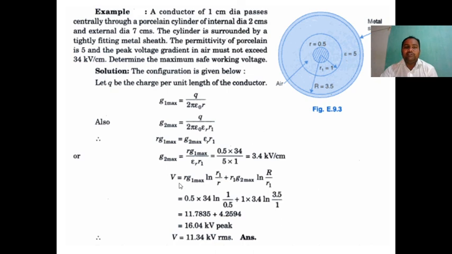So the voltage V is equal to G1 maximum r log R1 by r plus R1 into G2 maximum log capital R by small R1. So substitute all the values one by one. Already we told that the values we get in insulators and cables are peak values. We get 16.04 kV peak value. So the RMS value is the peak divided by root 2. We get 11.34 kilovolt RMS value. Thank you.